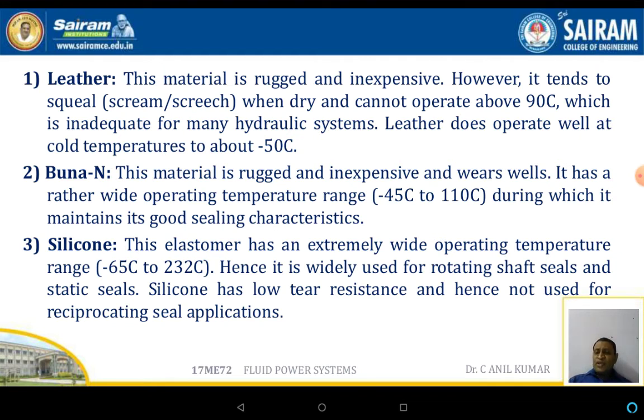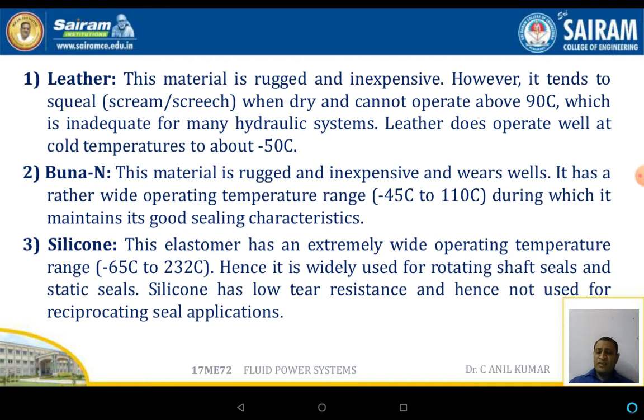Buna-N is a material which is rugged and inexpensive and it wears well. It has a rather wide operating temperature, somewhere around minus 45 degrees centigrade to 110 degrees centigrade, during which it maintains its good sealing characteristics. Above this it will fail.